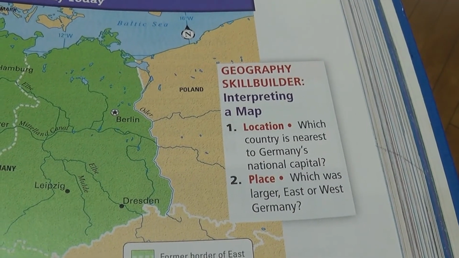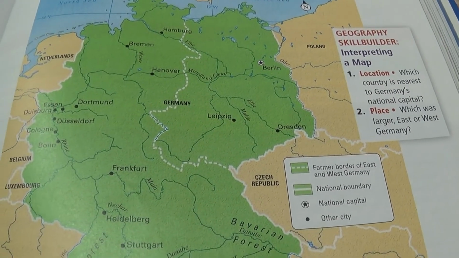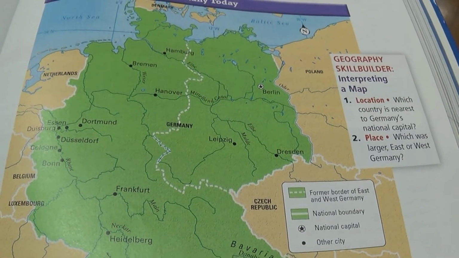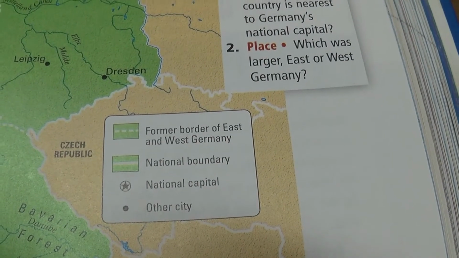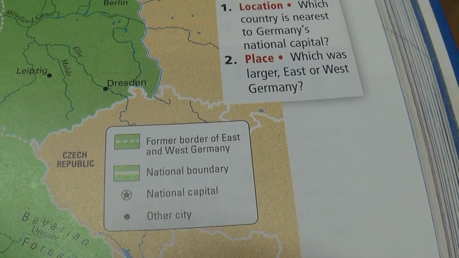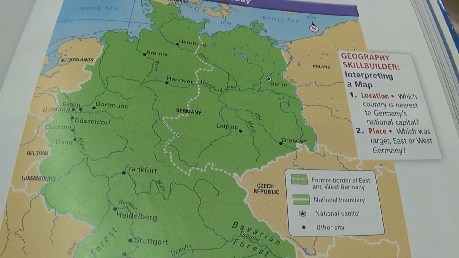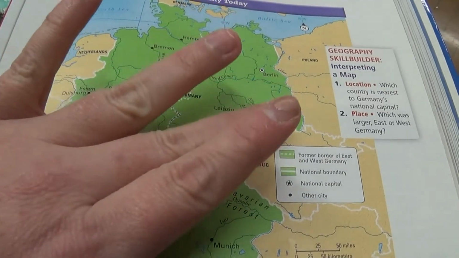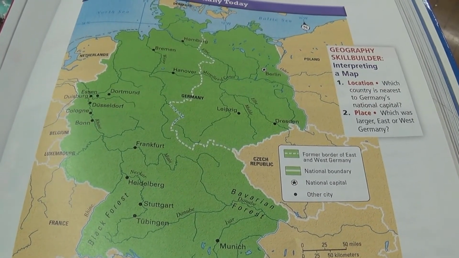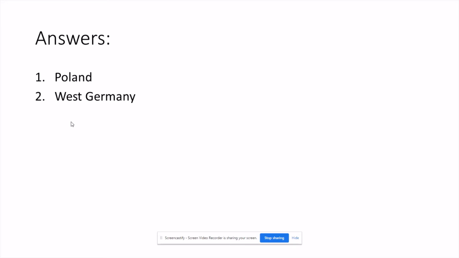Number 2, which was larger, East or West Germany? It used to be that Germany was split into 2 parts. It's not anymore, but it used to be after World War II. If you look here, in the legend it says that the dotted broken line is the former border of East and West Germany. So I can see this dotted line here. Because I know my directions, I know that this is West and that is East. And West is notably bigger than the East. So the answer to number 2 is West. Answers: 1, Poland, 2, West Germany.